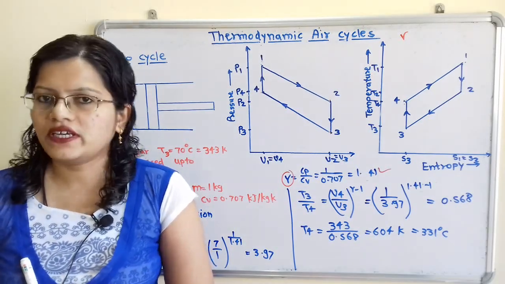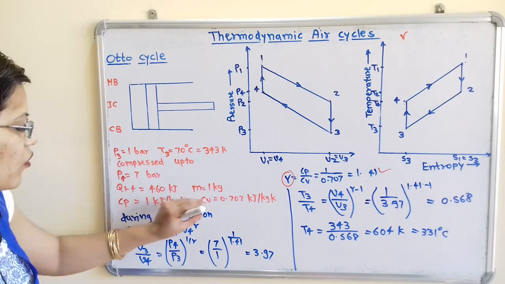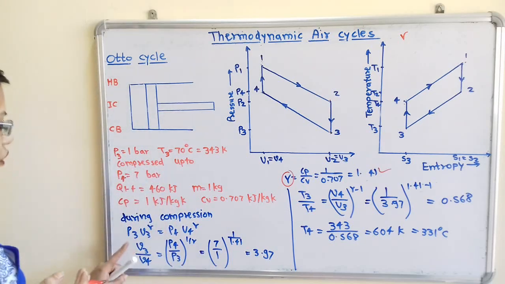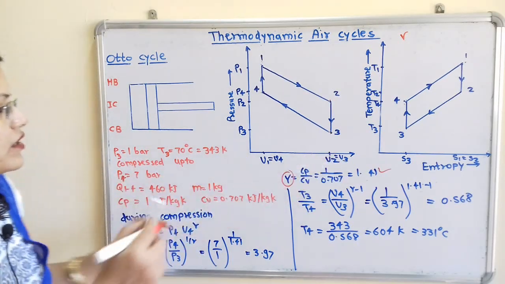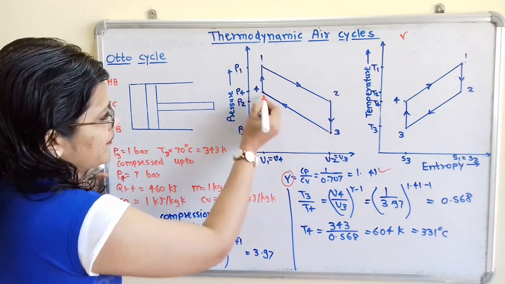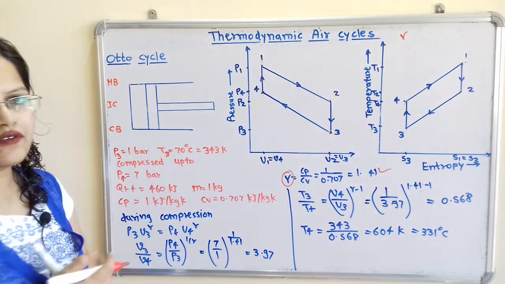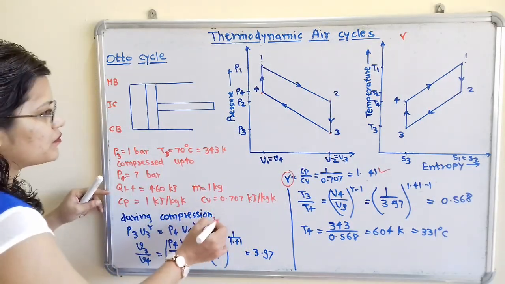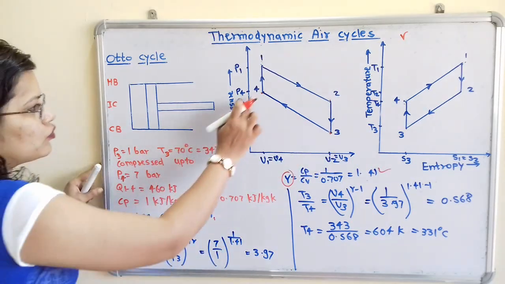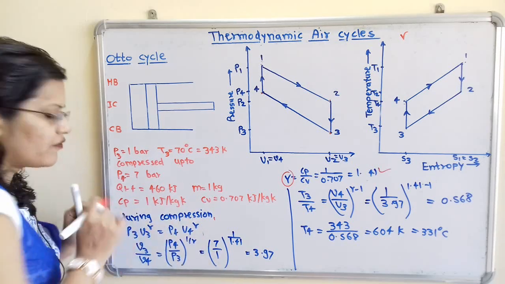Now we will move to the calculation part. So what is the calculation? During the compression process, we will first find out the ratio of V3 by V4. Now if we observe, this is the compression ratio, that is V3 divided by V4. So how to find that? During the compression process, P3 V3 raised to gamma is equal to P4 V4 raised to gamma. So this is the law that is followed.